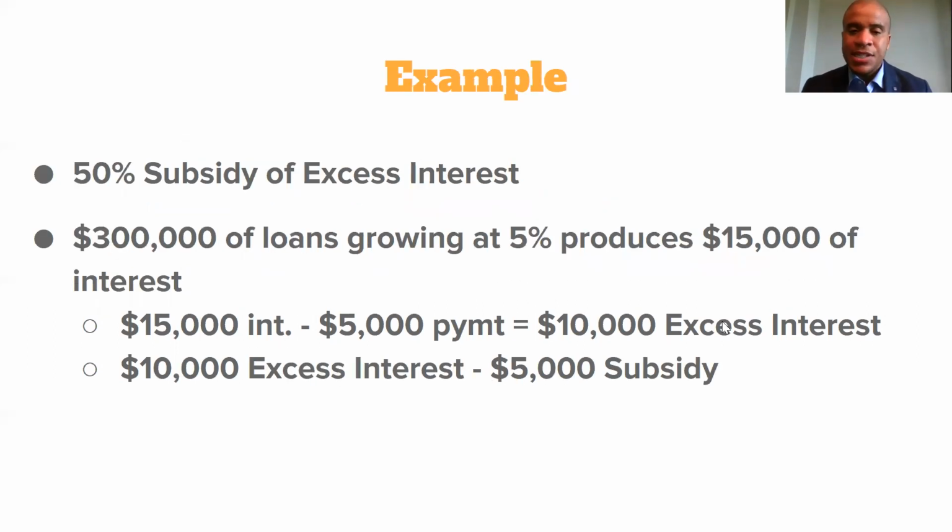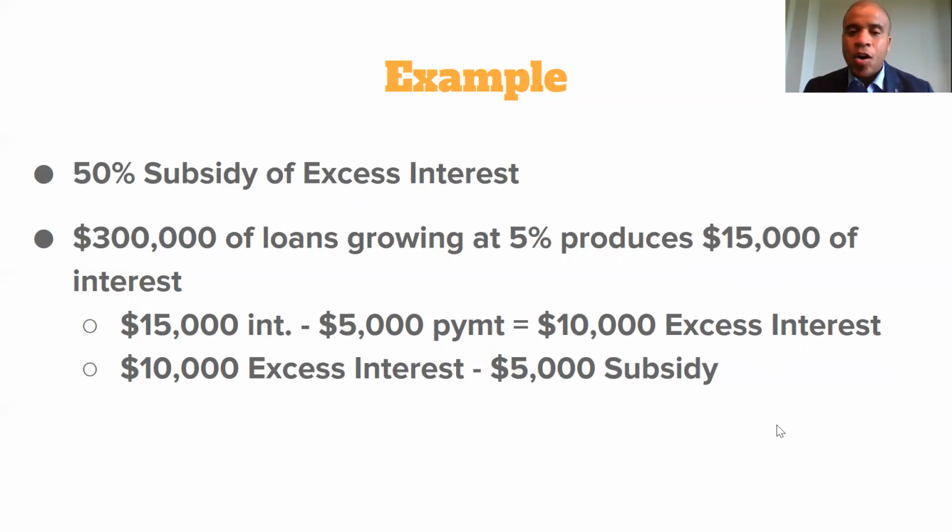What a subsidy is, for example, is when they cover some of that excess interest. And in this example, we're going to say that the subsidy is 50%. So if you take that $10,000 of excess interest that your payment didn't cover, a 50% subsidy would mean that the government would write a check for half of that excess interest. And instead of $10,000 being added in accrued interest, only $5,000 would be added.